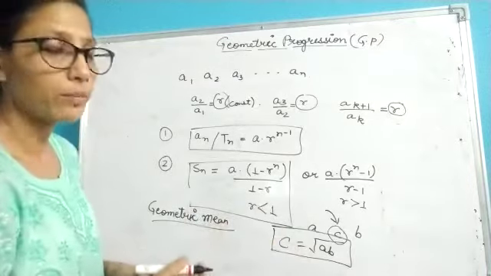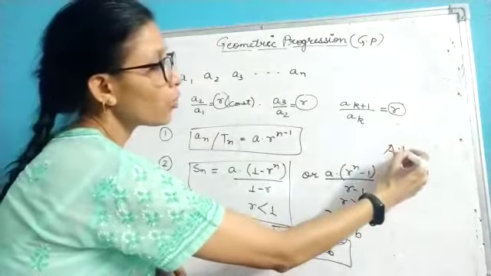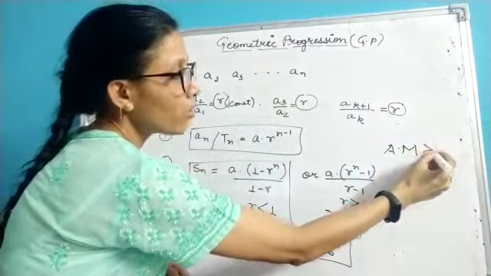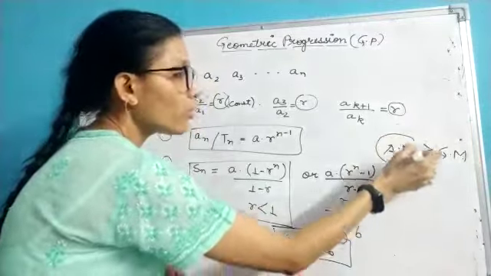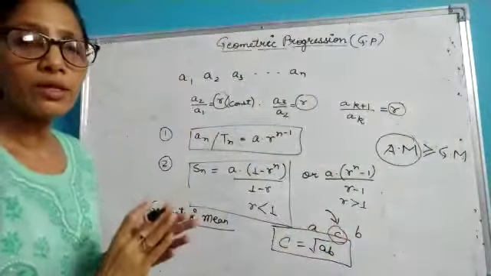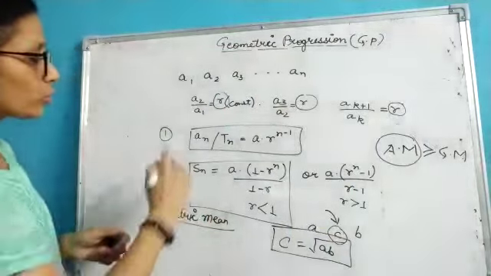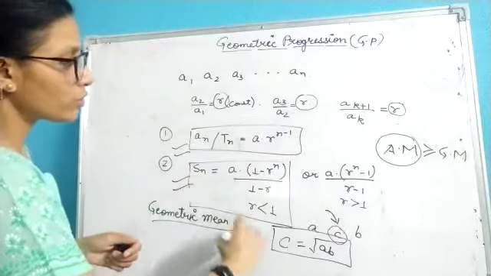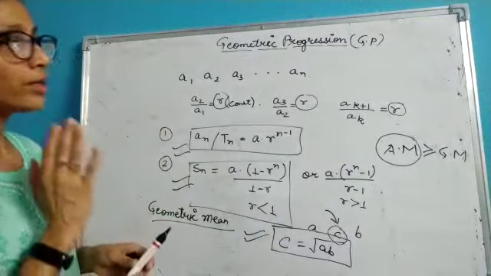One more thing children, arithmetic mean is always greater than or equal to geometric mean. So every time we will be having arithmetic mean greater than or equal to your geometric mean. So simply you have to remember these three formulas to do the exercise of geometric progression.